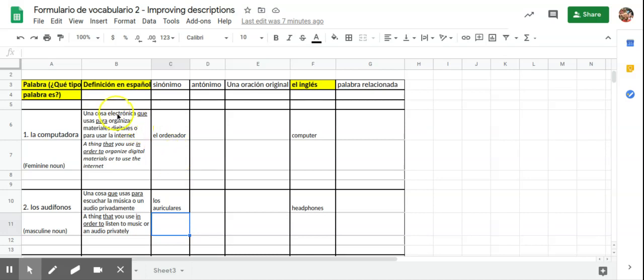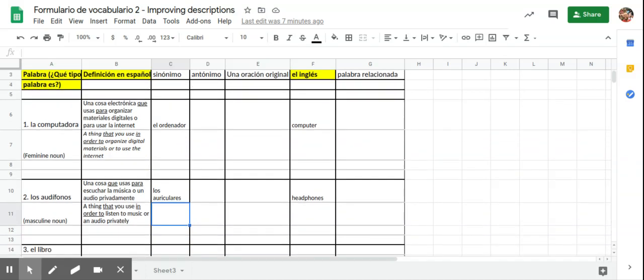So this is an electronic thing that you use in order to. The next one is para plus an infinitive, meaning in order to or for, sometimes can be used for organizing, for using, or to use or to, but it has to be with an infinitive in order to have that meaning. And so those are the two things that I used there.